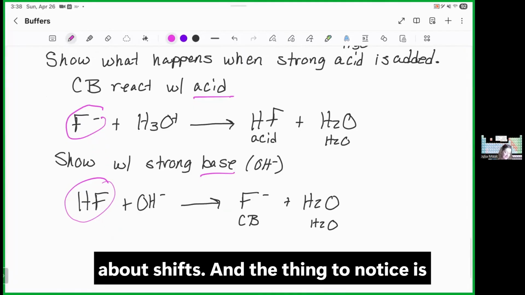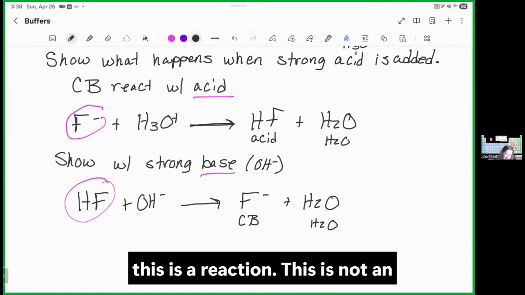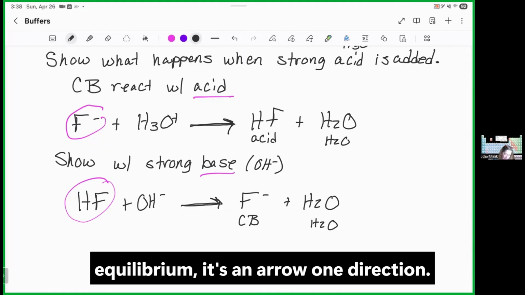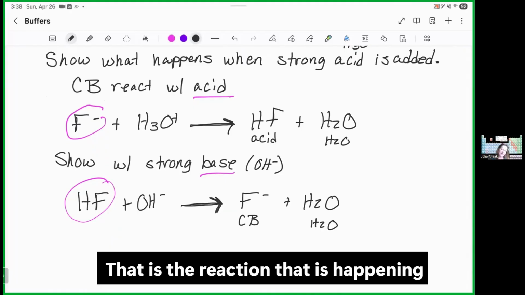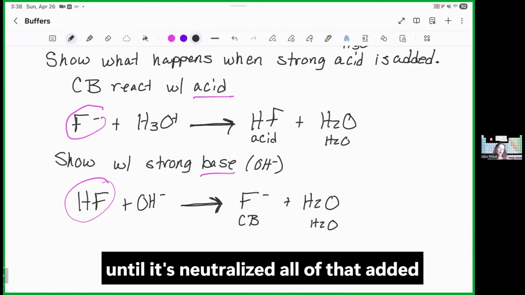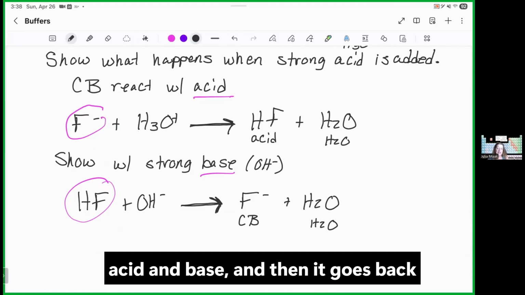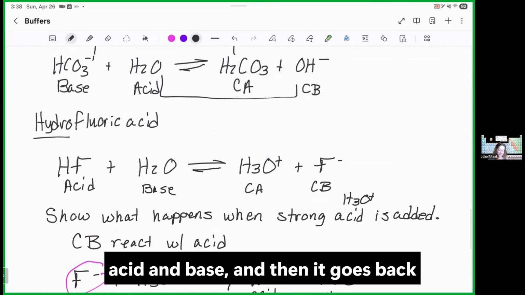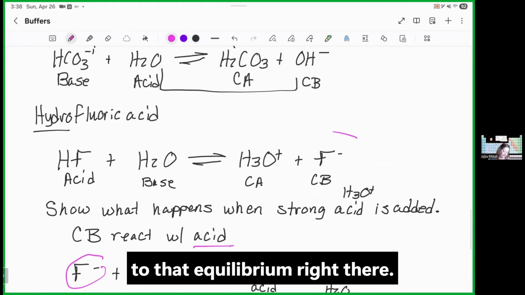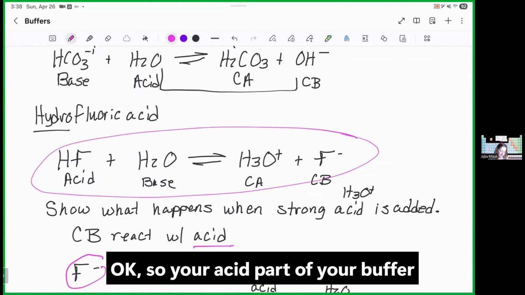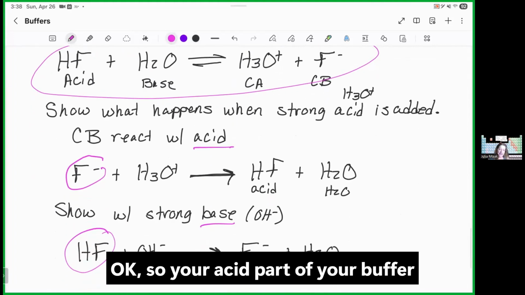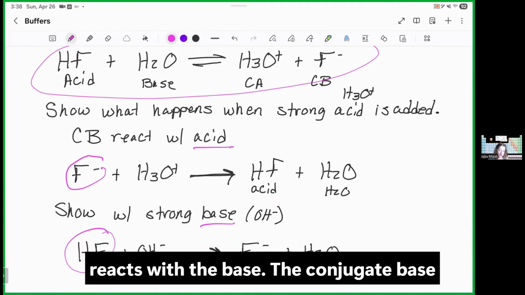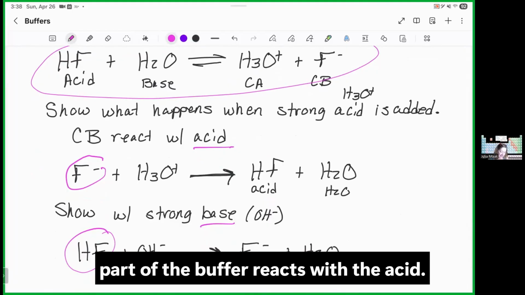And the thing to notice is this is a reaction. This is not an equilibrium. It's an arrow in one direction. That is the reaction that is happening until it's neutralized all of that added acid and base, and then it goes back to that equilibrium. So the acid part of your buffer reacts with the base. The conjugate base part of the buffer reacts with the acid.